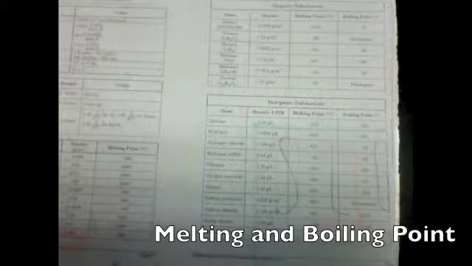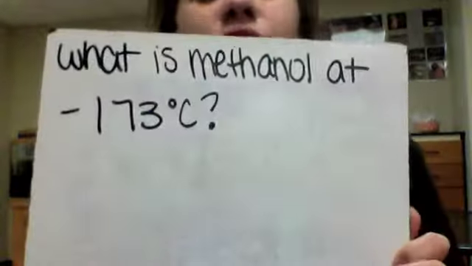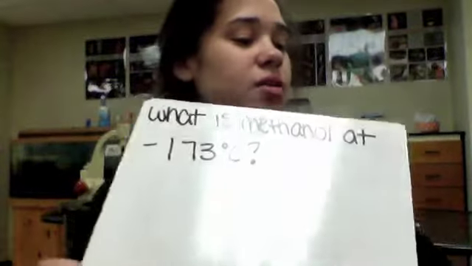When looking at the melting points and the boiling points in your reference packet, you would see that it starts from a solid, and then it melts, and then it goes to a liquid, then it boils, and it ends in a gas. So if a question were to ask you what is methanol at -173 degrees, you would look at your reference packet, and you would see it goes in between -182 and -164, so it's a liquid.